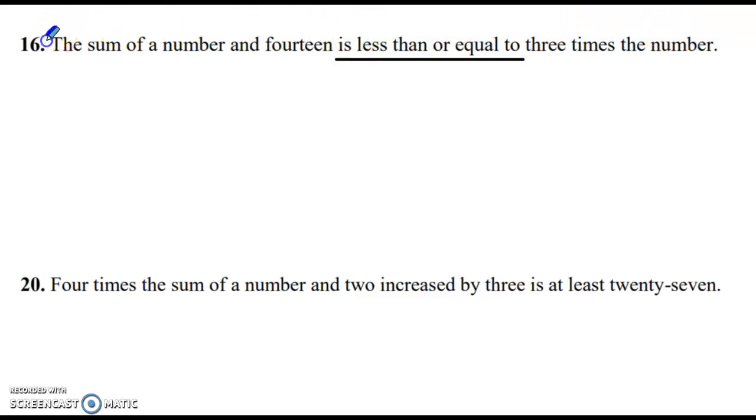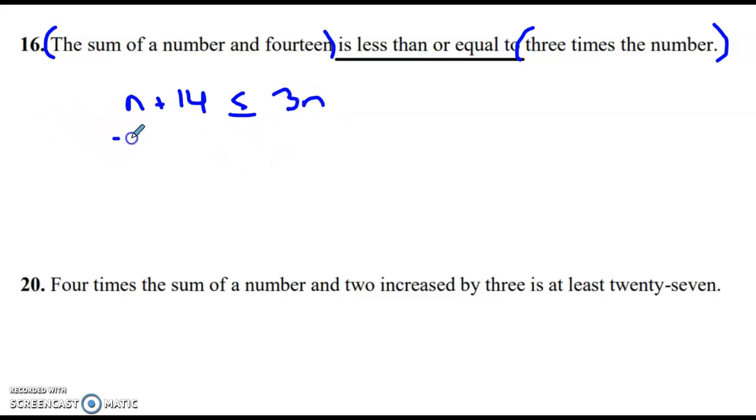So I'm only looking on the left, I'm just looking at the sum of a number and 14. Well, that's pretty easy to write, right? That's just going to be n plus 14. Now let's write our inequality sign. Is less than or equal to. And now let's look at what's on the right. 3 times the number. So I'm going to just put 3n.